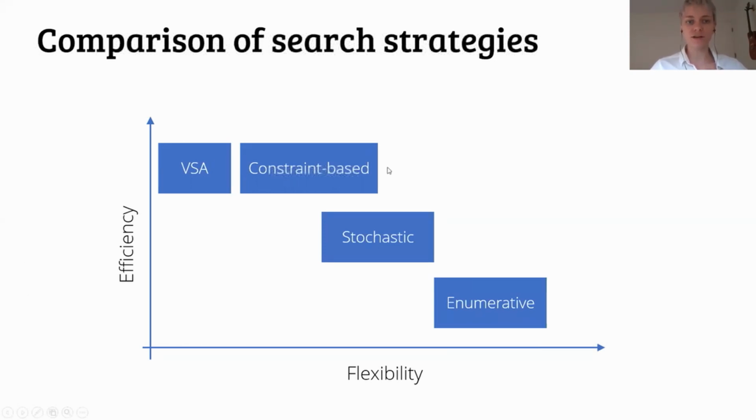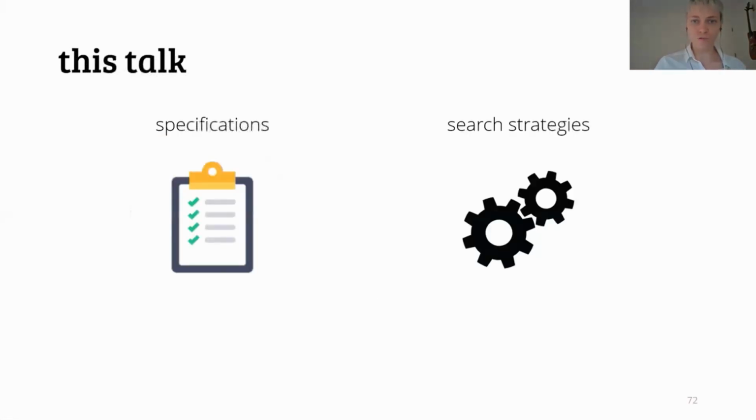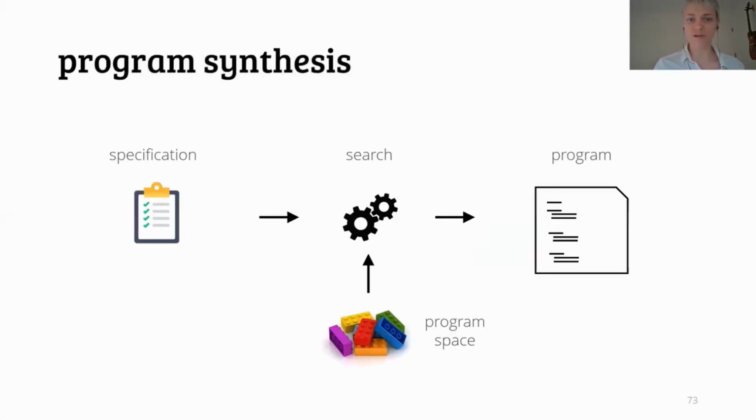And so the thing to learn from it is that constraint-based and VSAs are very efficient, but less flexible, in the sense that not every synthesis problem can be encoded using these search strategies. On the other hand, stochastic and enumerative are more flexible. They're suitable for more languages, more kinds of specifications, but you pay for it in efficiency. And that is basically what I wanted to talk to you about today.